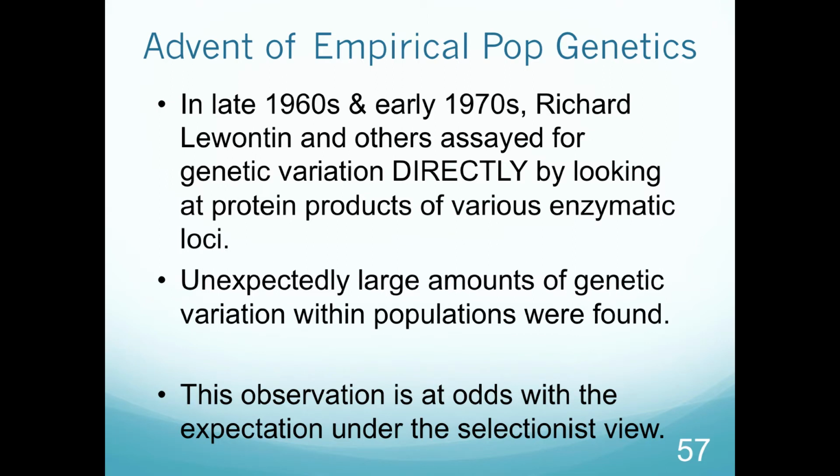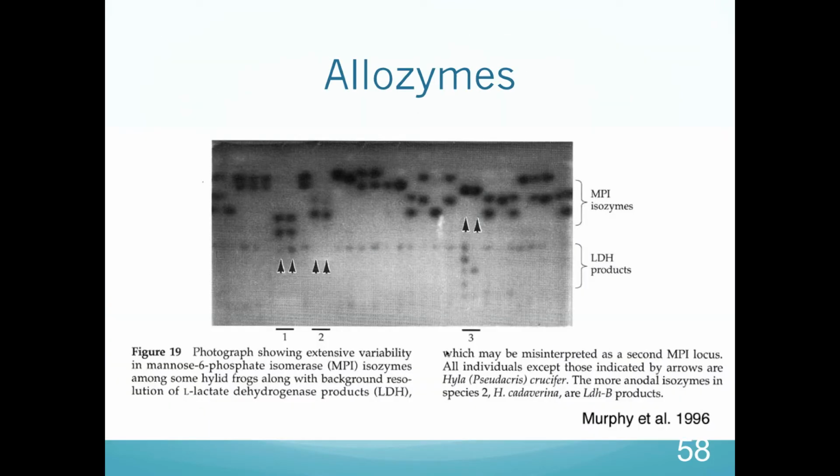And this is about the time that people were starting to actually be able to look directly at genetic variation by taking protein products called allozymes and running them on gels and measuring the actual changes in proteins that occurred in populations. And so this is an example of an allozyme gel where we can see clear differences between these individuals based on what alleles they have at different loci, which changes how far these allozymes run on this gel.